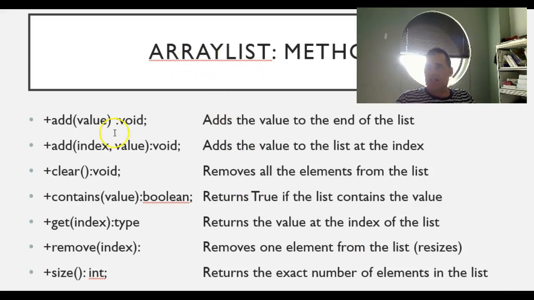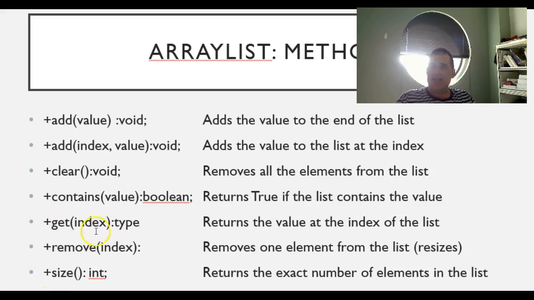Since the ArrayList is a class, it comes with a multiple set of built-in methods. A method to add something to the list, and this adds to the end of the list. I can add at any index in the list that I want, which adds a value at the index. Be careful with clear, because clear removes the whole contents of the list. I can say, does a list contain a certain value? It's going to return true or false.